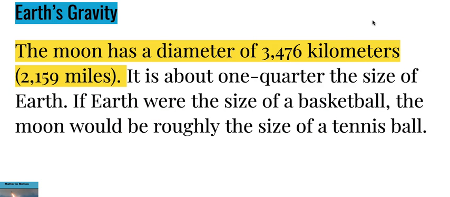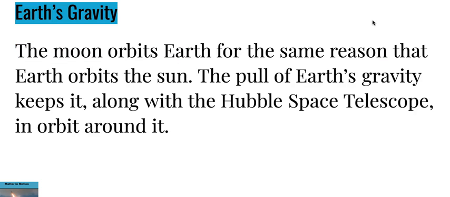The moon has a diameter of 3,476 kilometers, or 2,159 miles. It is about 1/4 the size of Earth. If Earth were the size of a basketball, the moon would be roughly the size of a tennis ball. The moon orbits Earth for the same reason that Earth orbits the Sun. The pull of Earth's gravity keeps it, along with the Hubble Space Telescope, in orbit around it.